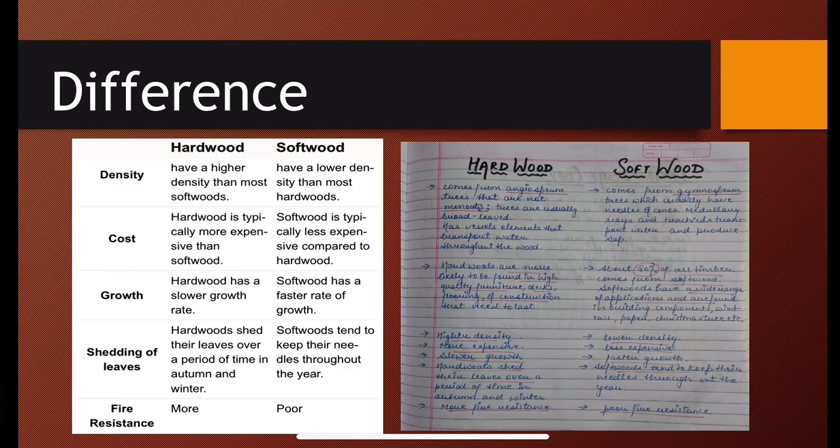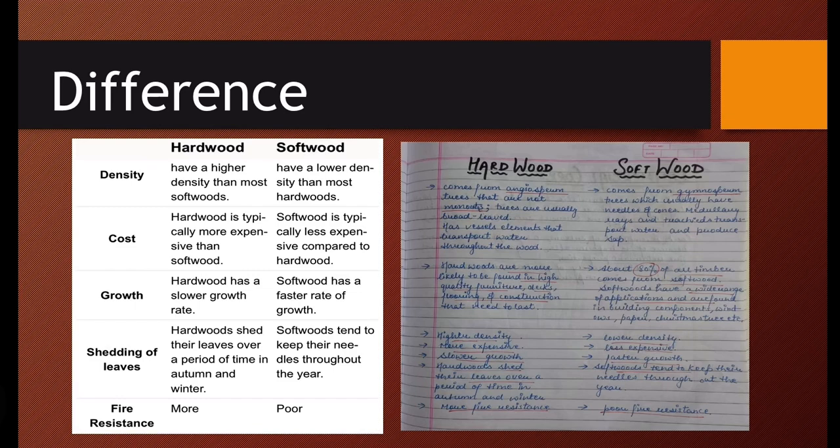As we studied the three different types of hardwood in detail, now we are going to know the difference between hardwood and softwood on the basis of different properties. First is density. Hardwood has a much higher density as compared to softwood. On the basis of cost, hardwood is typically more expensive than softwood.